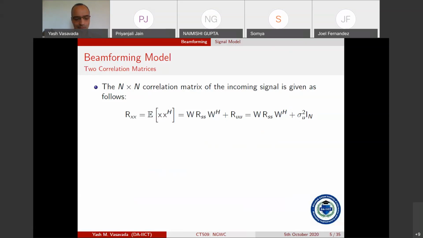N squared is the total number of dot products I can take, but what will be the unique number? Yes, n choose 2, right? Now, what is that n choose 2 number? You will see that n choose 2 number forms just the upper triangular portion of this W Hermitian.